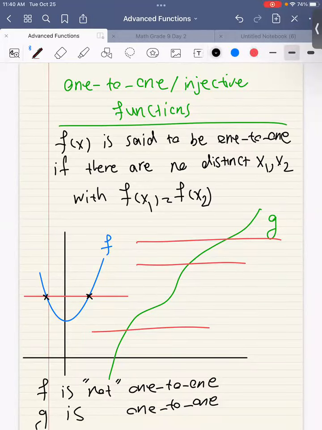So you see the picture of G. If you draw any horizontal line, it meets the graph of G at most one point. But for F, you can have many horizontal lines that meet the graph of F at more than one point.